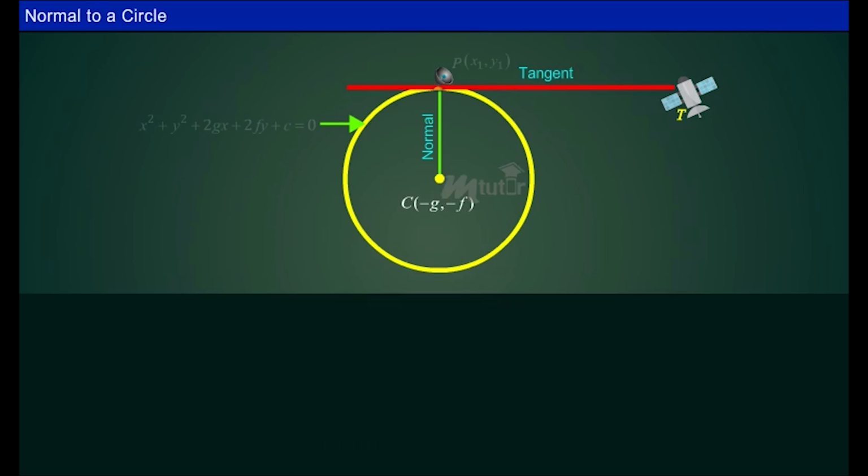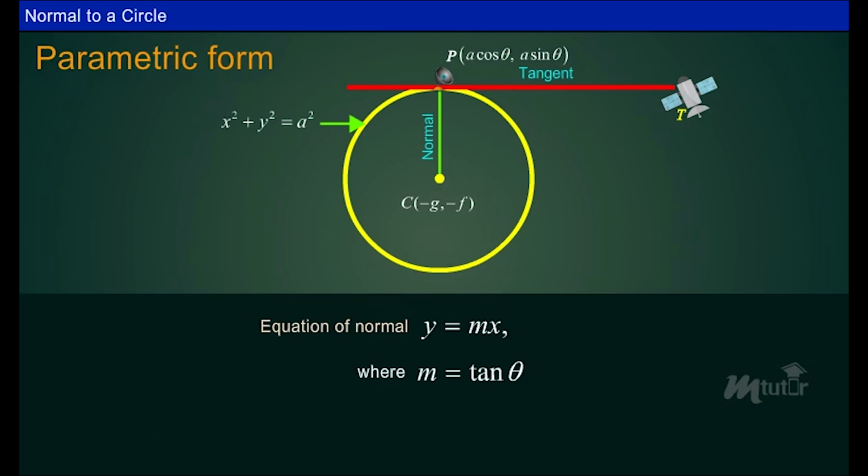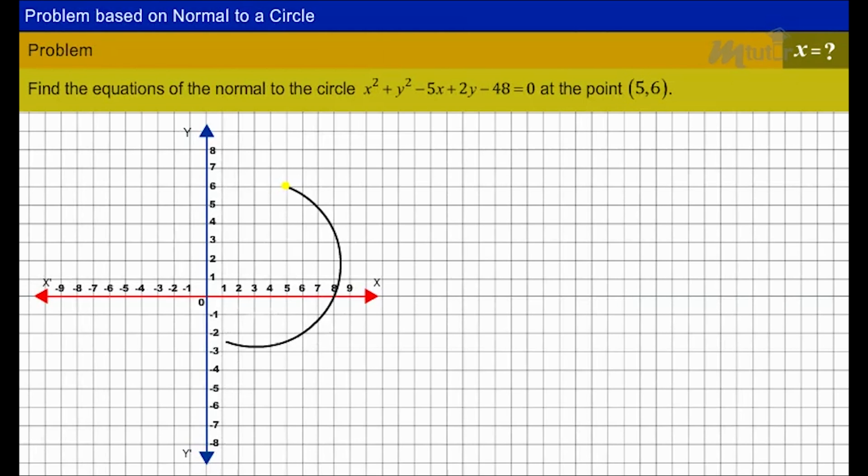Note, if the circle is as shown and it has points of parametric coordinates, then the equation of the normal to the circle is as shown. This is called the slope form of the normal to a circle. Let's solve a problem based on normal to a circle. Find the equation of the normal to the circle at the point as shown on the screen.